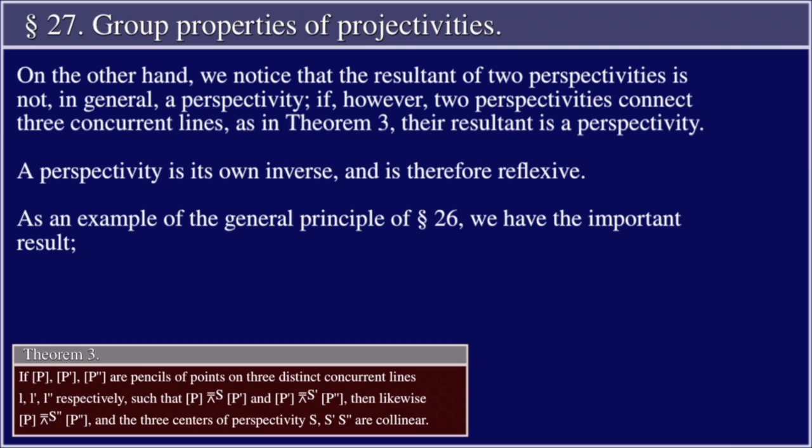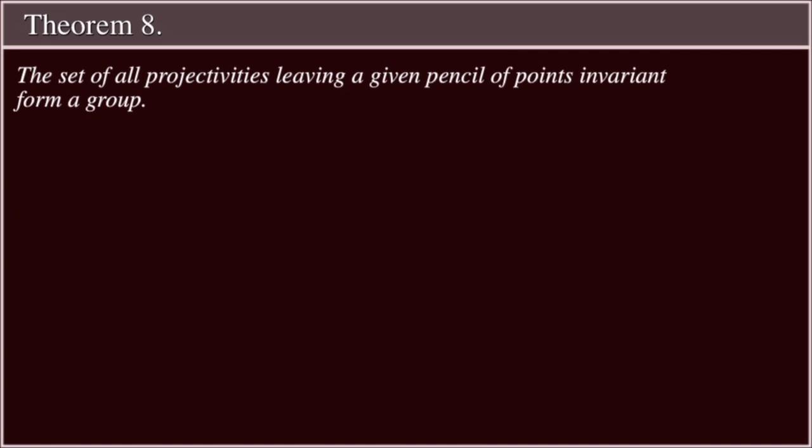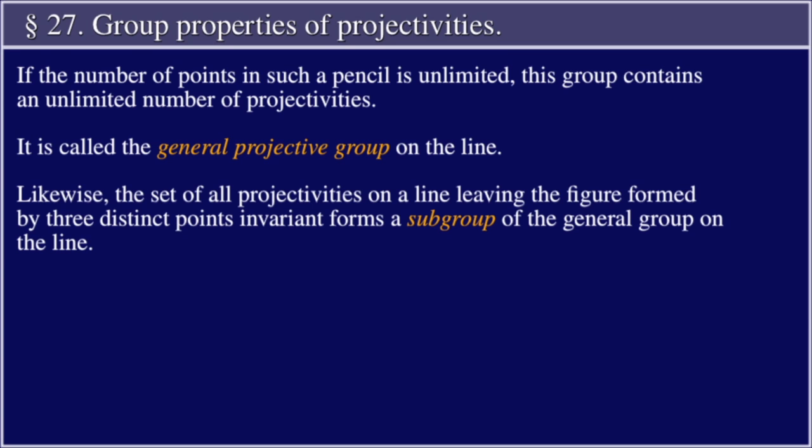As an example of the general principle of Section 26, we have the important result. Theorem 8. The set of all projectivities leaving a given pencil of points invariant form a group. If the number of points in such a pencil is unlimited, the group contains an unlimited number of projectivities. It is called the general projective group on the line.